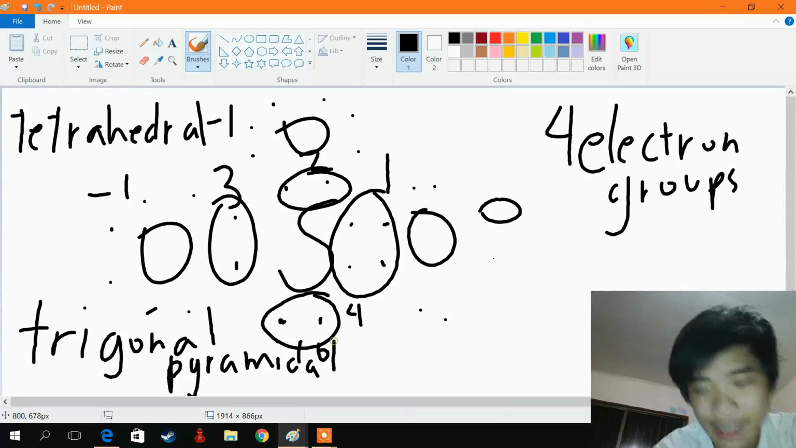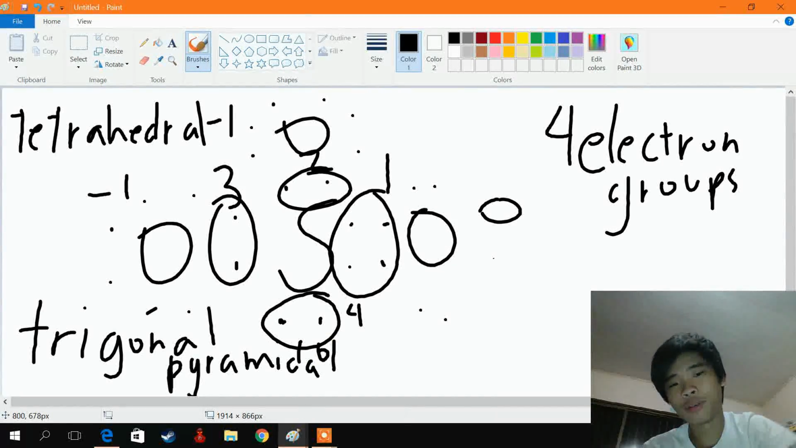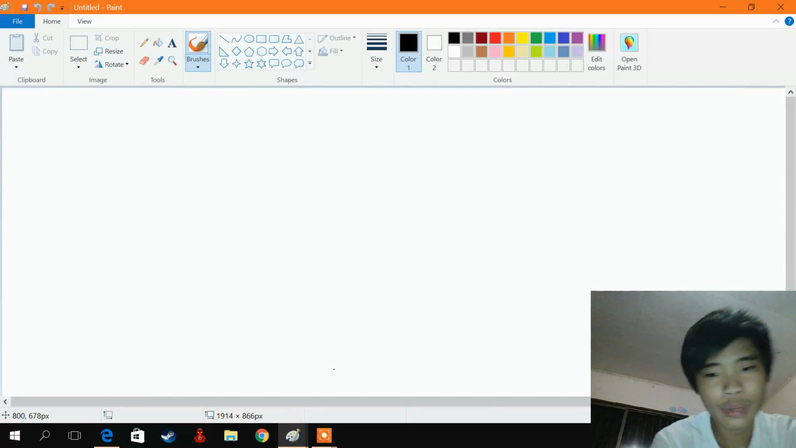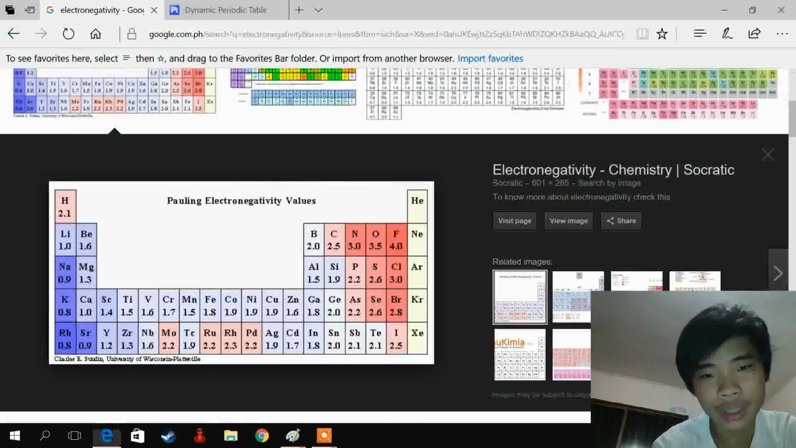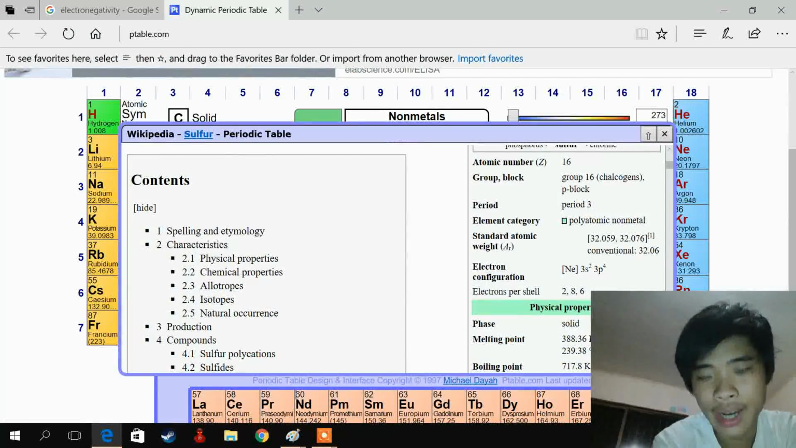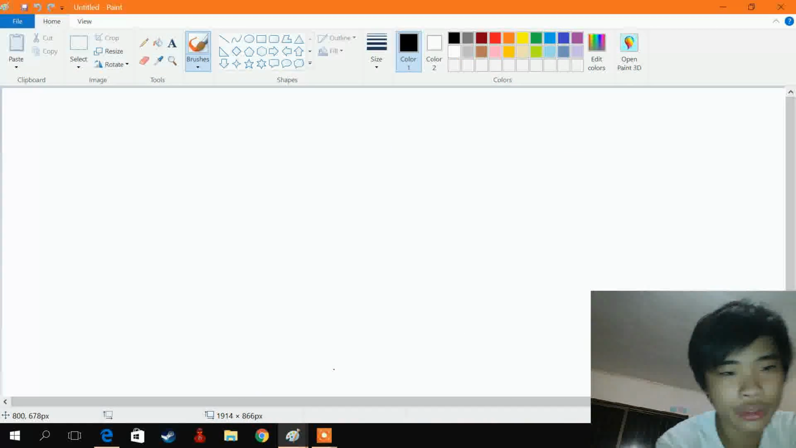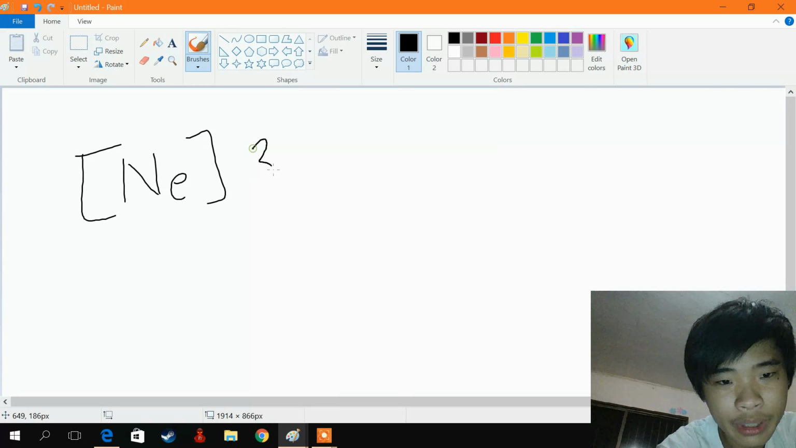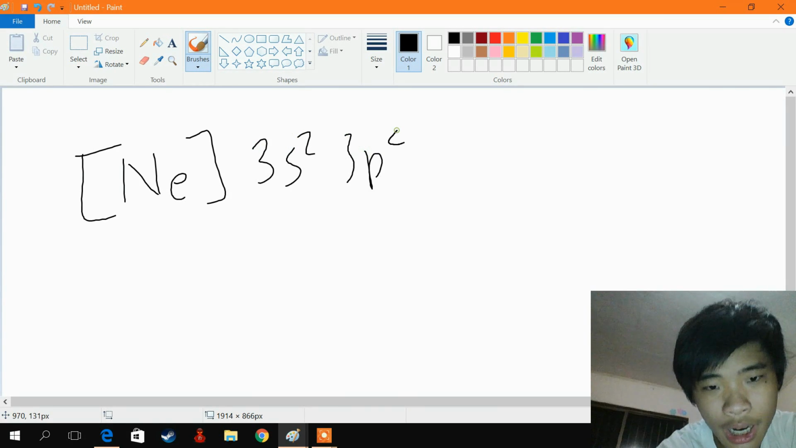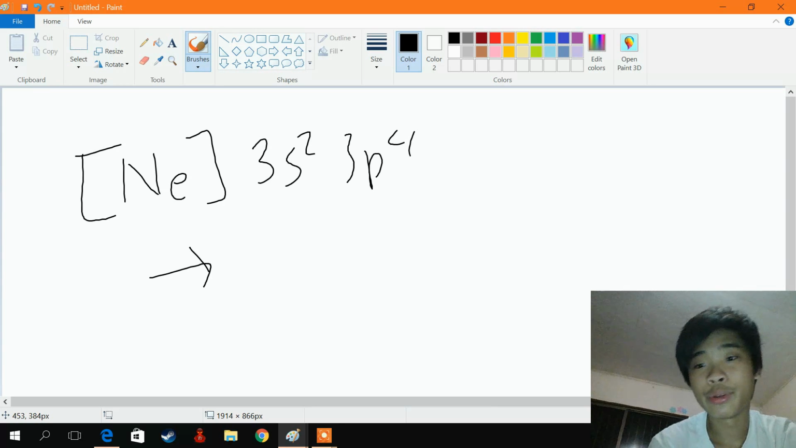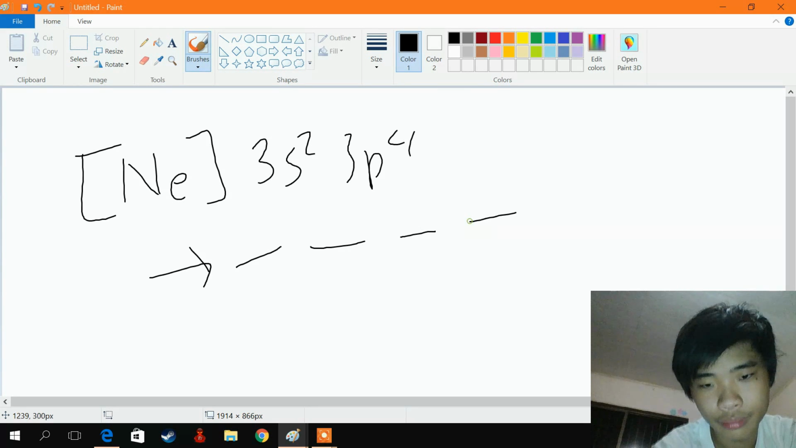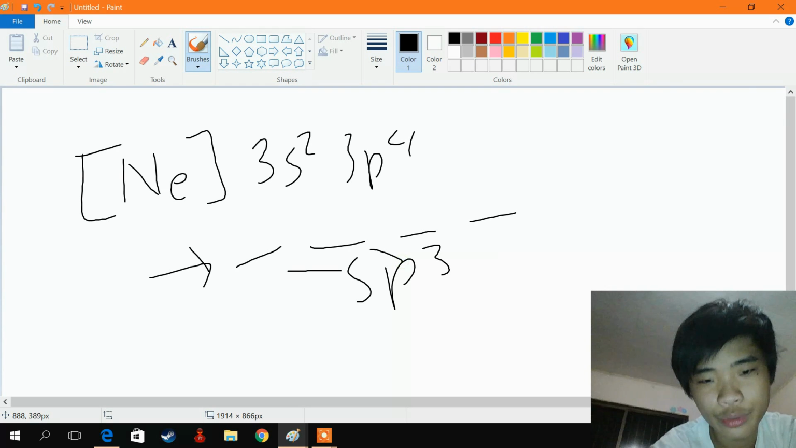And lastly, we're going to find the hybridized form of the orbital of sulfur. So we have the electron configuration for sulfur, neon 3s2 3p4. So the hybridized form is, we're going to use the sp3 orbital because it's tetrahedral. Sp3, I mean 1 for s, 3 for p.